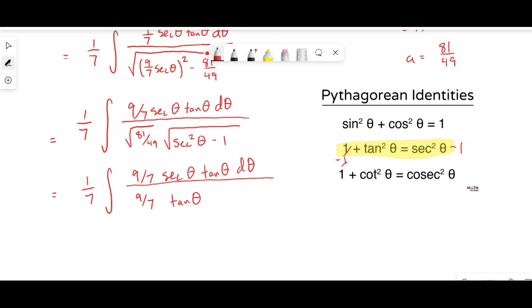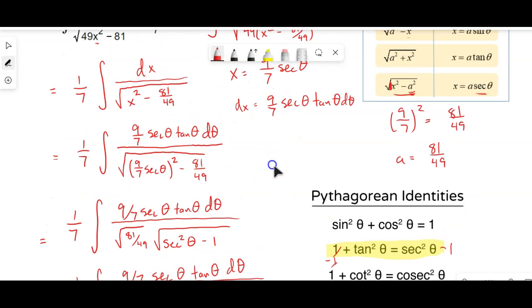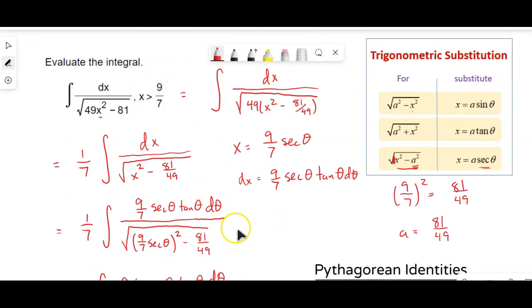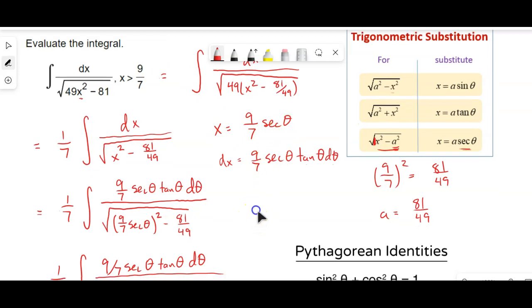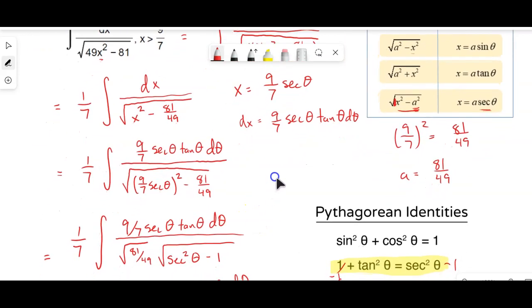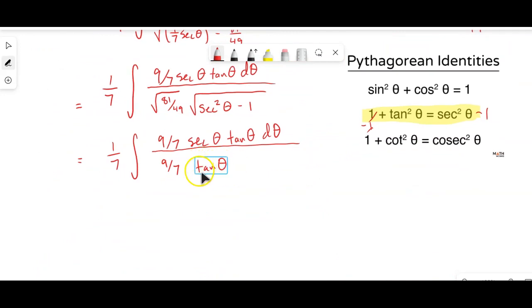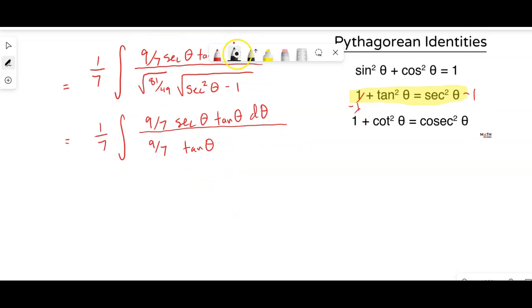But again, even though this is an indefinite integral, they tell us that x is greater than 9/7. If x is greater than 9/7, then this secant function right here is an acute angle, or we can treat it like this acute angle. It's an angle between 0 and pi/2, and so that means that this tangent is positive in that interval. All right, notice the tangent cancels here, the 9/7 cancels, and we're left with 1/7 the integral of the secant function.